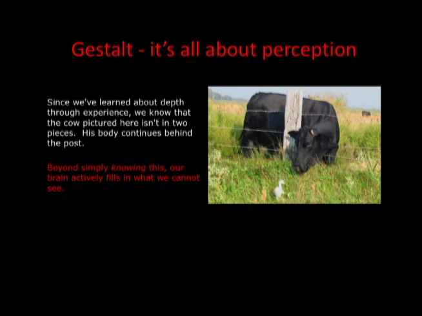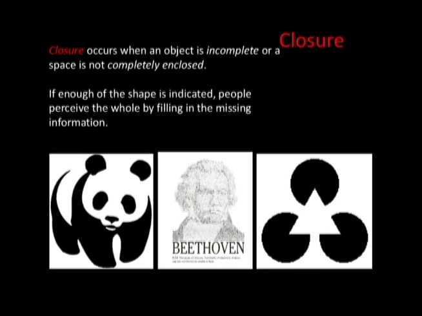Once we learn it, it becomes subconscious. And now we're going to think about how we can bring those things back to consciousness and use them. We call this particular principle of Gestalt closure. Closure occurs when an object is incomplete or a space isn't completely enclosed. If enough of the shape is indicated, people will perceive the whole by filling in the missing information.